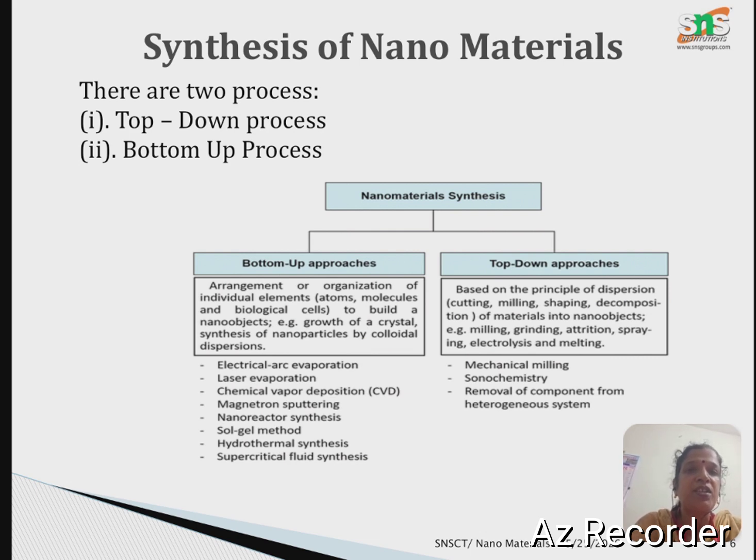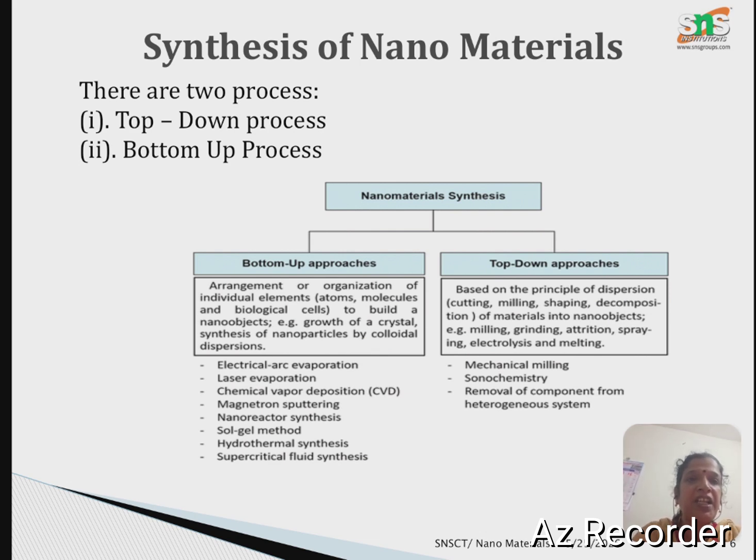So here we can see the synthesis of nanomaterials. Here we have two processes called the top down process and the bottom up process. In a bottom up process, small individual atoms are combined together to make a bulk object. This is nothing but growth of a crystal, synthesis of nanoparticles by colloidal dispersions. Here we can see different methods called electrical arc evaporation, laser evaporation, chemical deposition method, magnetron sputtering, nanoreactor synthesis, sol gel method, hydrochemical synthesis, and supercritical fluid synthesis.